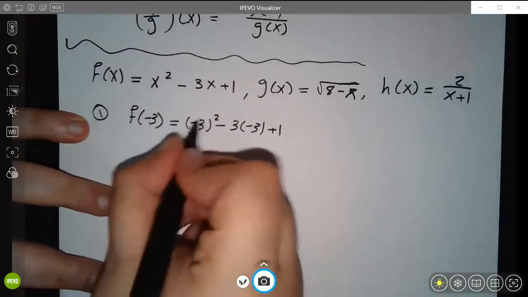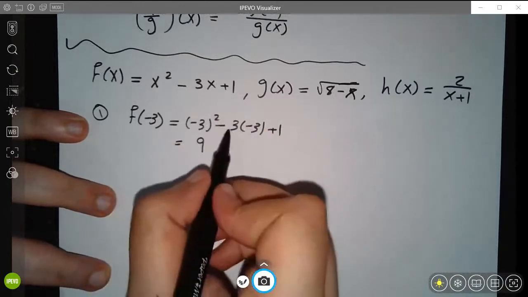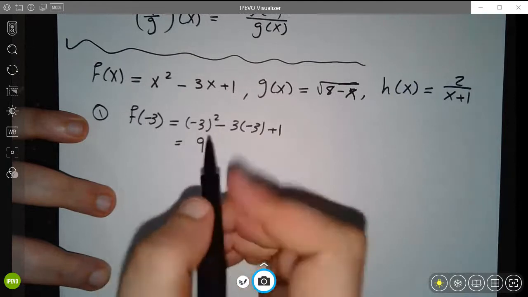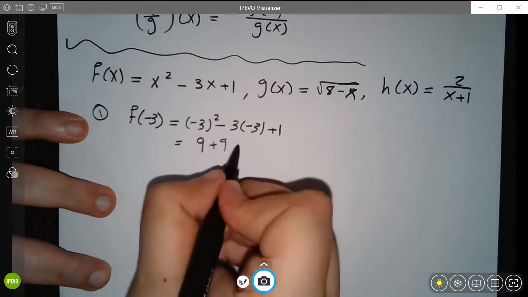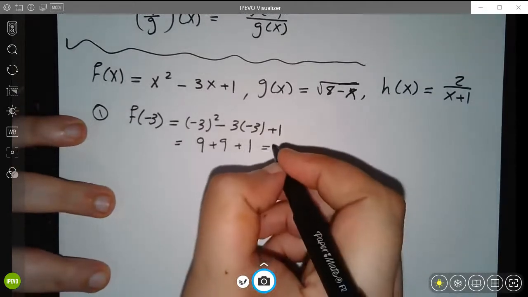Which equals what? -3 squared is positive 9, right? And then you have -3 times -3, which is positive 9 as well. Then plus 1, which totals to 19.